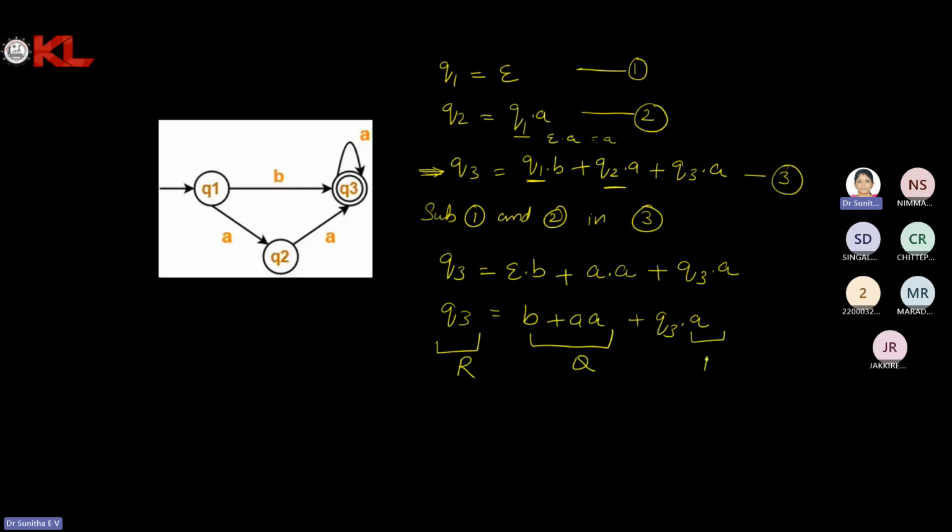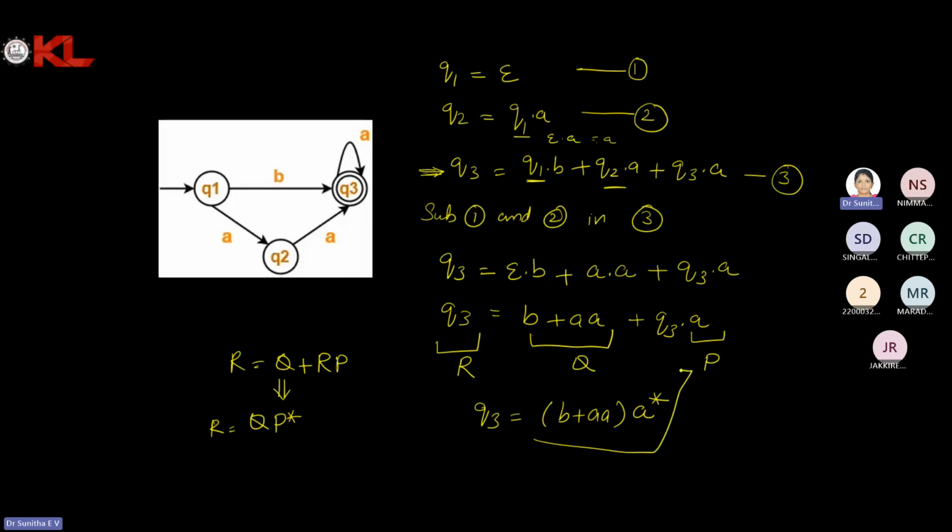and this as P. So it can be written in the form of R is equal to Q plus RP. Okay. So if we get it in this format, we can convert it into QP star format. R is equal to QP star format. That means Q3 is equal to, what is Q? Q is B plus AA. Q and P is A. P star. It will be this.